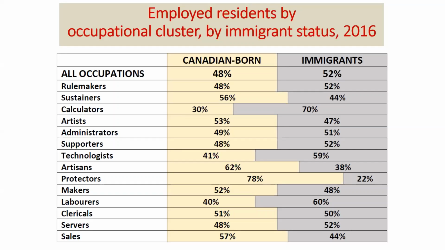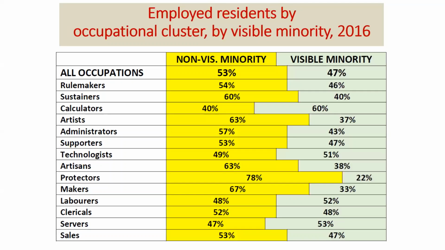Protectors, 78% of protectors are Canadian born. And there's a few others, but those are the two that really stand out. Similarly, by visible minority status, so York Region, 53% are what are called non-visible minorities and 47% are visible minorities. Here, there's a bit more range, but still, by and large, closer to the 50-50 even point.